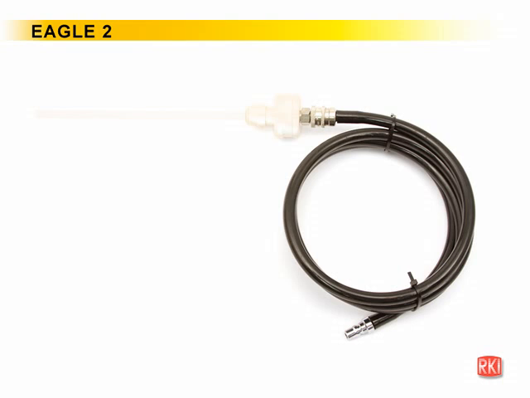If you are considering using a longer hose, keep in mind that a longer hose will increase the Eagle 2's response time and the flow rate may decrease close to the low flow alarm point.